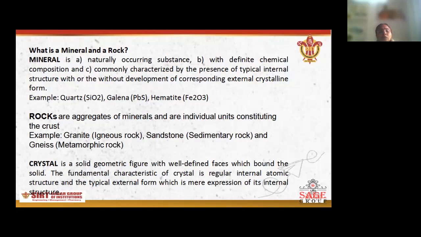Okay, so here we also discussed some crystal. Crystal is a solid geometric figure with well-defined faces which bound the solid. The fundamental characteristic of crystal is regular internal atomic structure and typical external form, which is a mere expression of its internal structure.